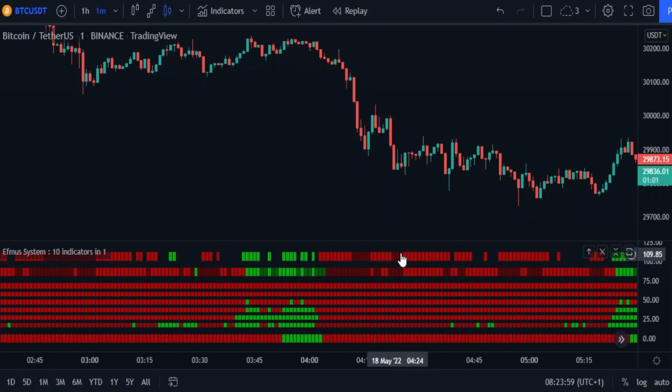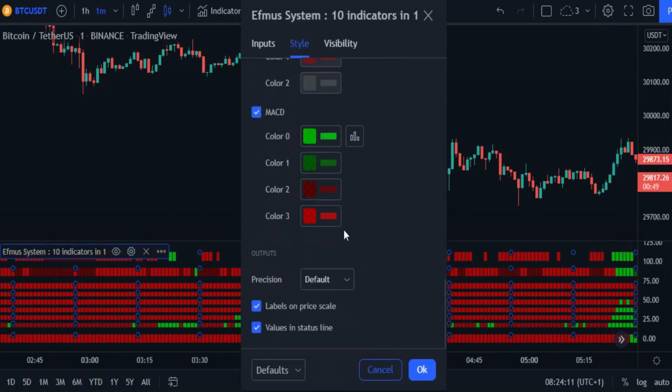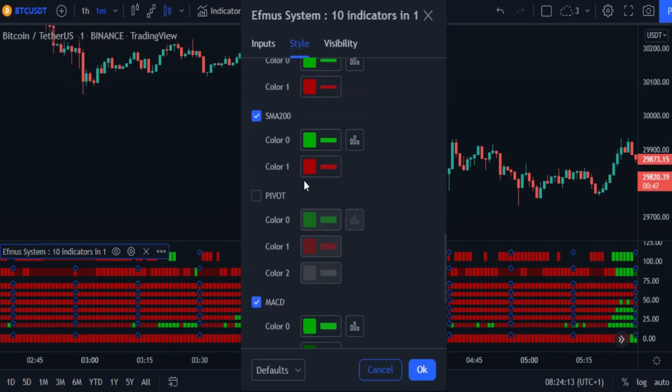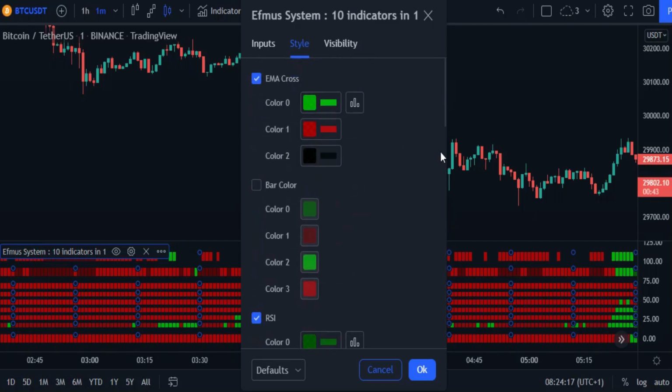As you can see, this indicator contains 10 indicators, as each line here represents a specific indicator. To learn more about this filter, you can open the settings from here and head to the style section. And you will find many indicators, MACD, pivot, EMA, RSI, and many other moving average lines.